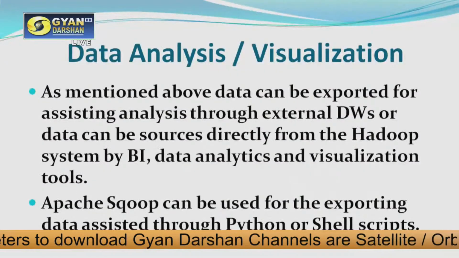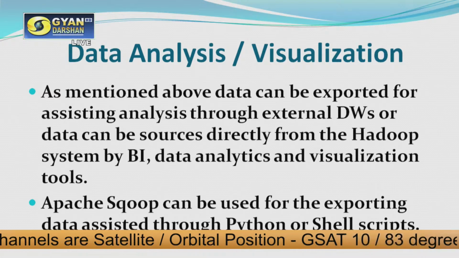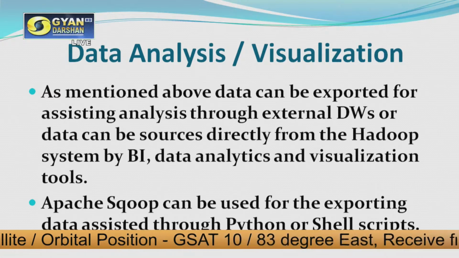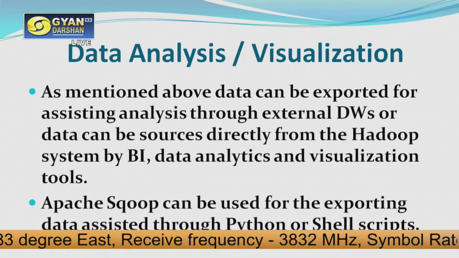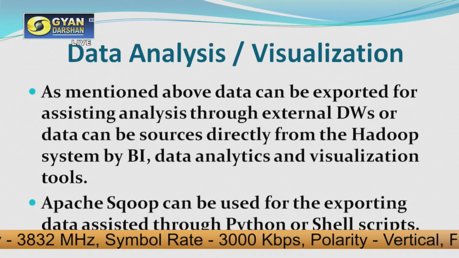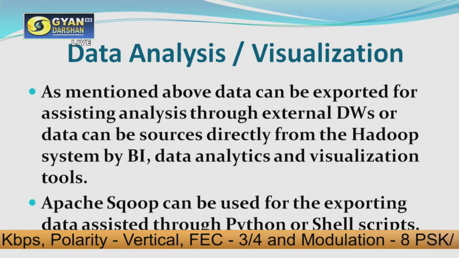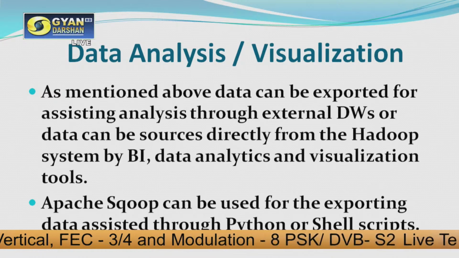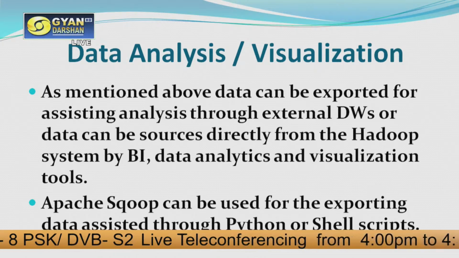So coming to the data analysis or the visualization part, which is on the extreme right hand side of the data warehouse architecture, this is nothing but the exported data, whatever is there through the external DWs or the data sources which are already there in the DWs in both the types. From the system of BI, that is business intelligence, the data analytics and visualization tools, using these particular tools we can see the reports or else the visualizations like bar graphs, pie charts, or whatever the case that we wish to look into.